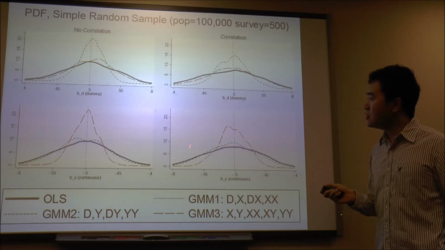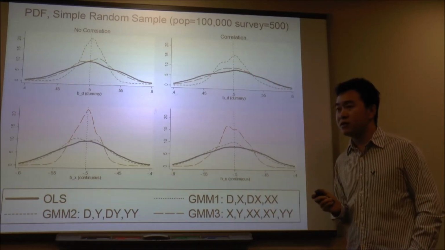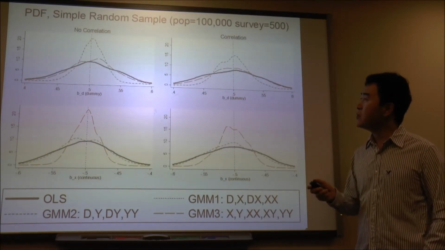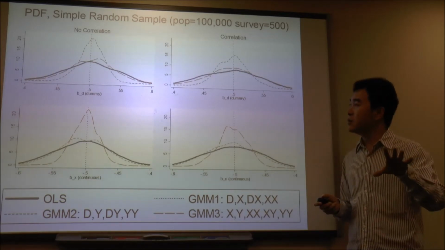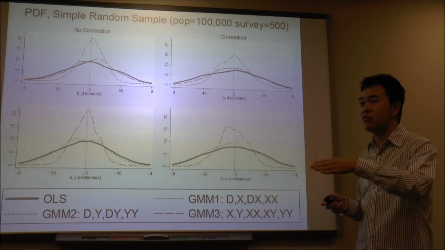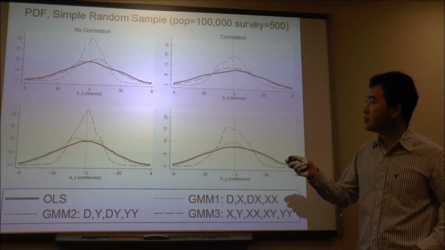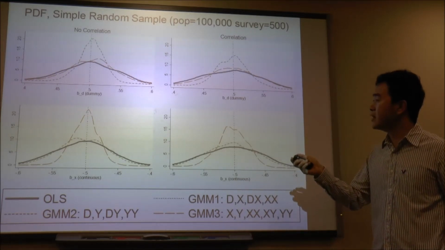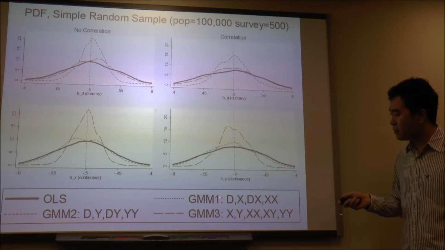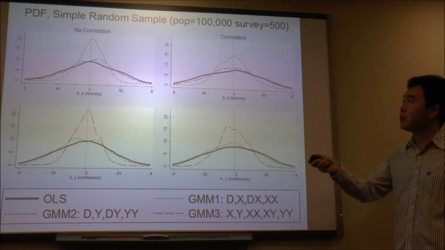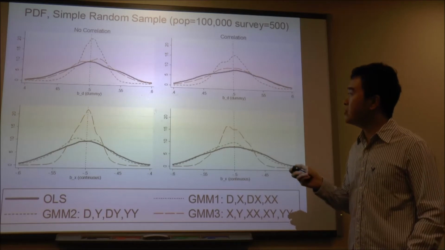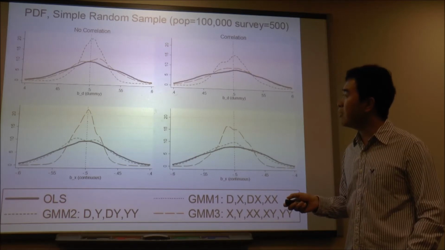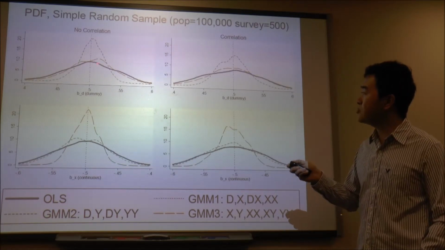These 4 charts are the probability density functions of the estimates from 1,000 replications. That means I draw 1,000 samples, run regressions, store the estimates, and plot the estimates from those 1,000 replications. I compare the estimates from the OLS and the estimates from GMM1 to 3 and plot these curves on this graph. And you will see both curves, and we use the OLS as a benchmark.